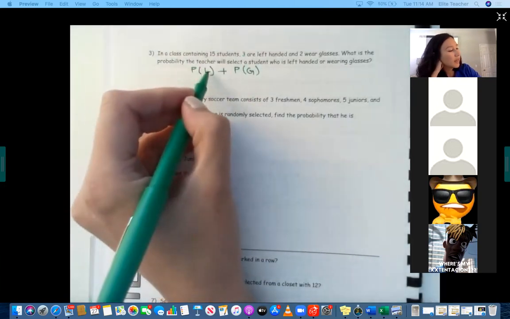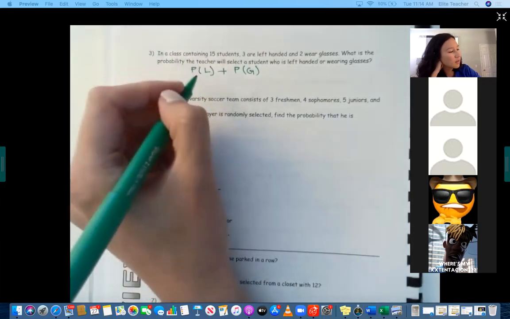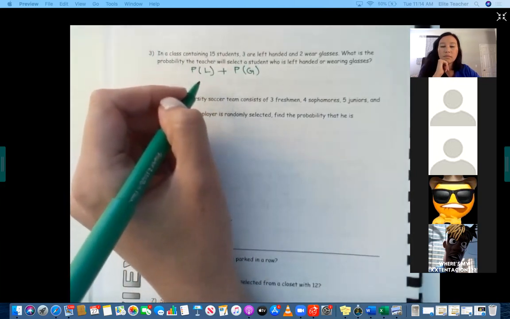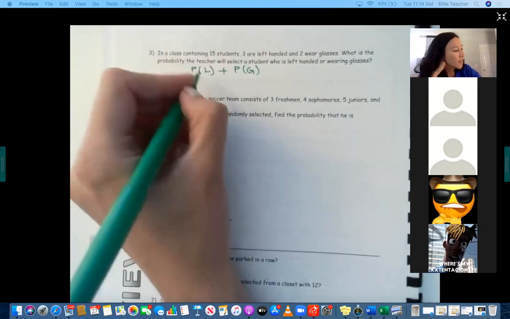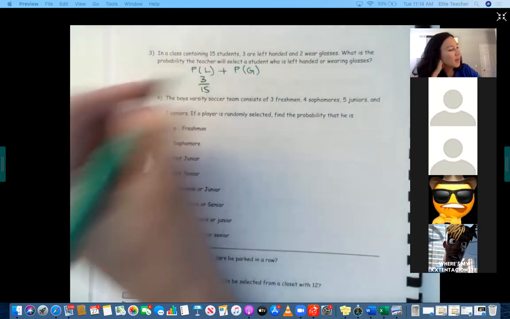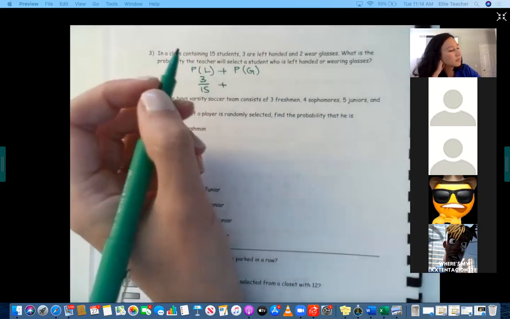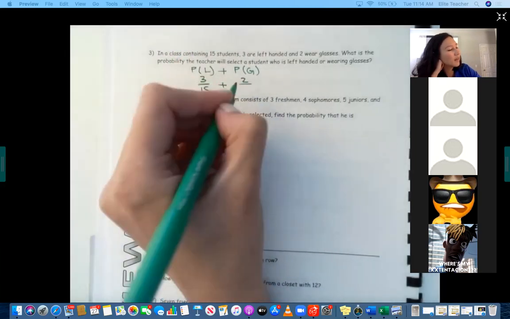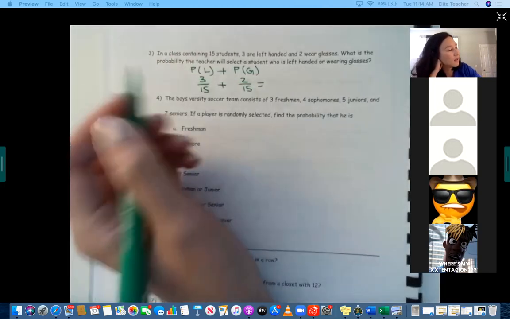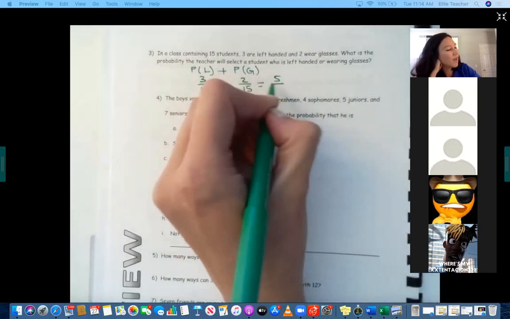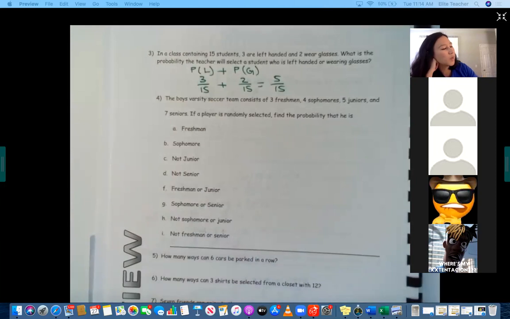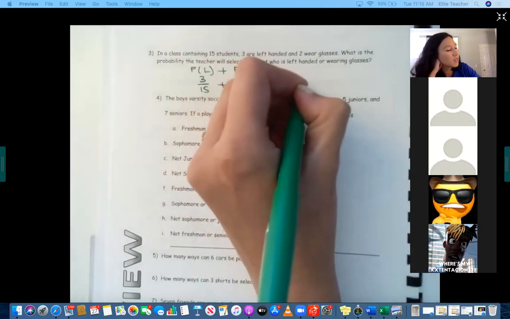So what's the probability that they are left-handed? 3 out of 15. Very good. And then what's the probability that they have glasses? 2 out of 15. Very good. Thank you, Jaden. So we add those up and we get 5 out of 15. Which is 1/3, which is 33%.